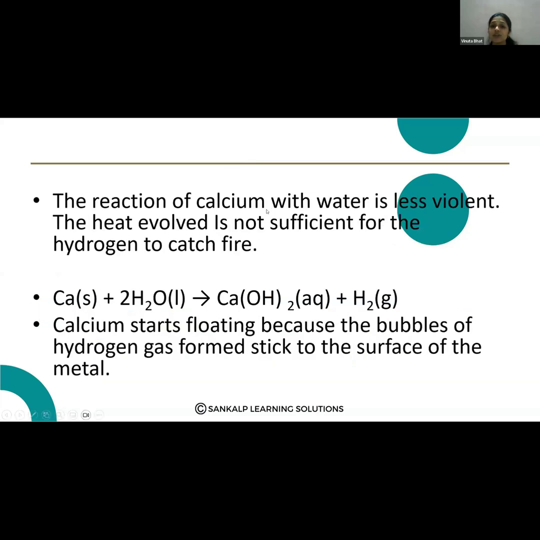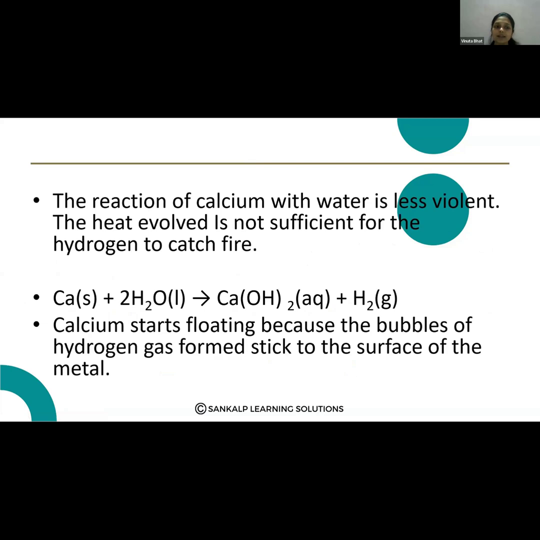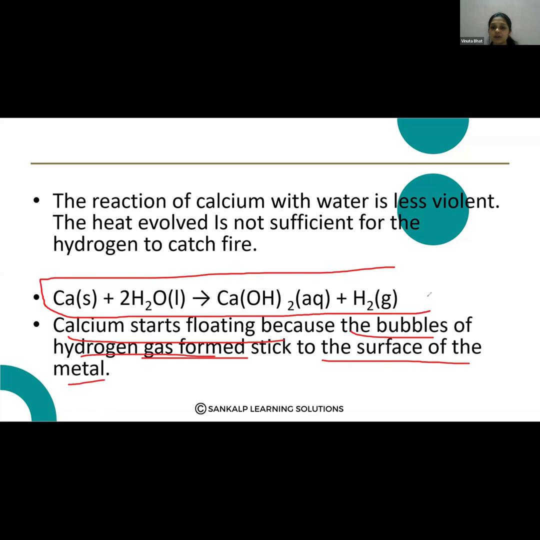Then the reaction of calcium with water is less violent. Here the potassium and sodium reaction is violent, but this one is less violent. So here calcium reacts with the water, which forms calcium hydroxide and hydrogen. Calcium starts floating because the bubbles of hydrogen gas formed stick to the surface of the metal. Okay, so this reaction is very important. Calcium reaction with the water, calcium hydroxide and the hydrogen.